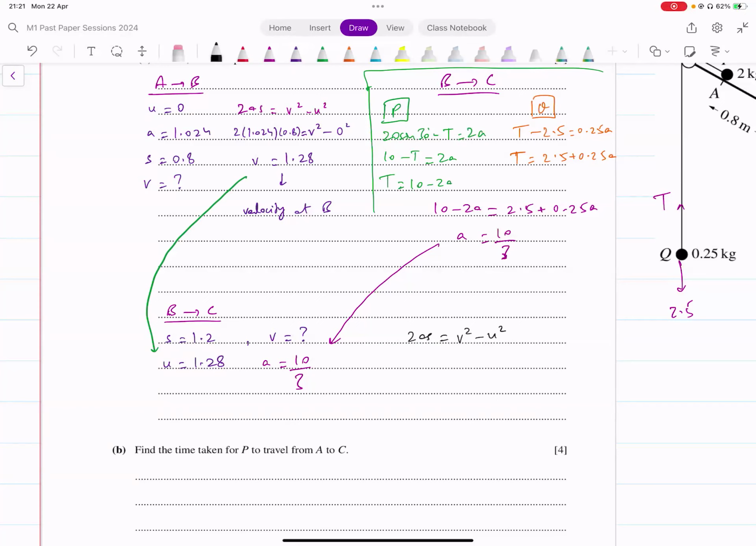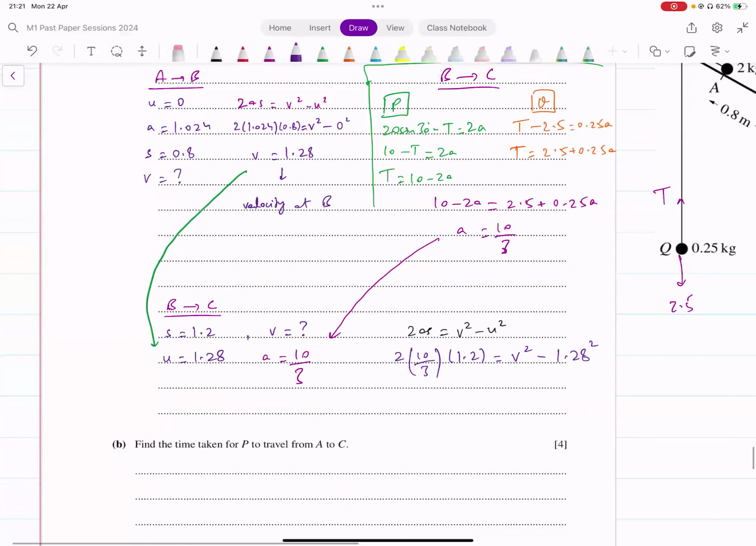From that, 2 into 10 over 3 into s, which is 1.2, equals v squared minus 1.28 squared. And that is going to give you the velocity at the point C. You can see what that turns out to be.